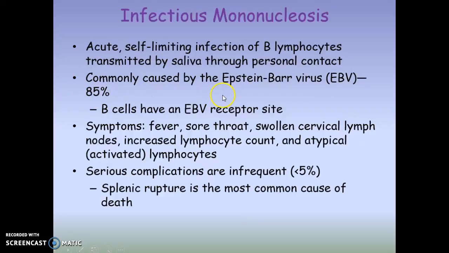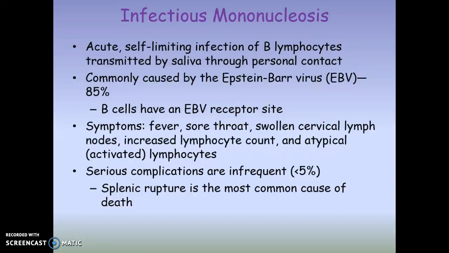How a person contracts this virus is through personal contact with another person who has it. And in most cases, it's going to be saliva. Saliva from sharing a fork with someone, sharing a drink, using the same straw. And the reason why the B cells get infected with EBV is because the B cells have the Epstein-Barr virus receptor. So this is a specific tissue tropism. You remember that from micro.